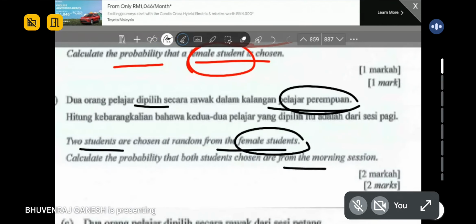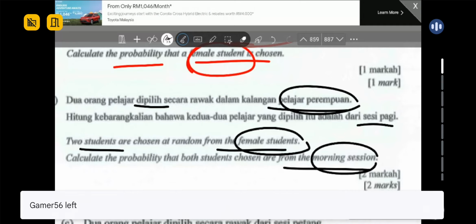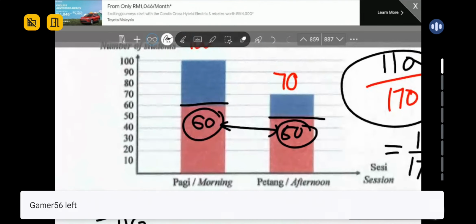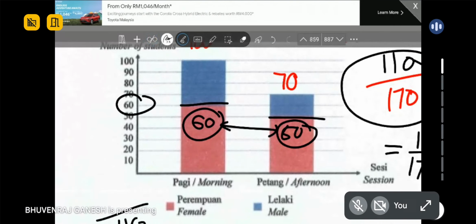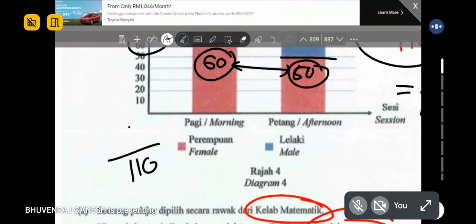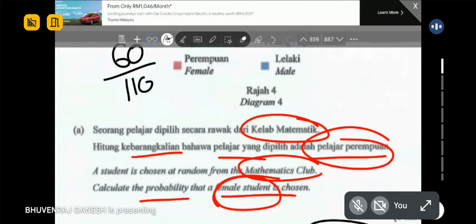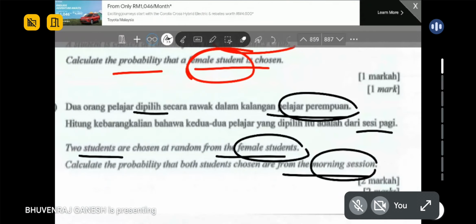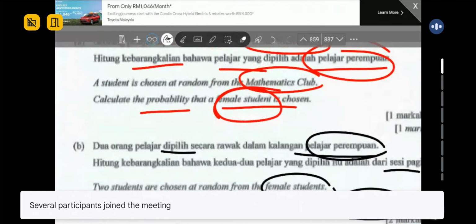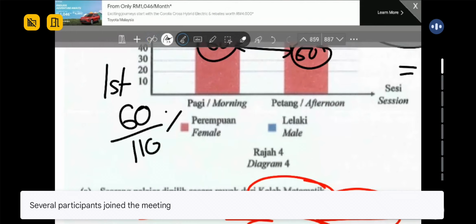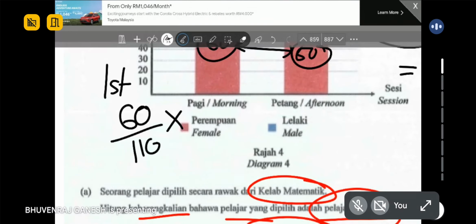And then they ask you morning session. Sesi pagi. So you guys need to check and see. Sesi pagi, you guys got 60 people, right? 60 perempuan. So it's 60 divide by 110. So this is for the first student, guys. Murid yang pertama. Okay, second student. What is the probability for the second student? Apa kebarangkalian dia kalau murid yang kedua? Anyone got idea? This one important, penting.